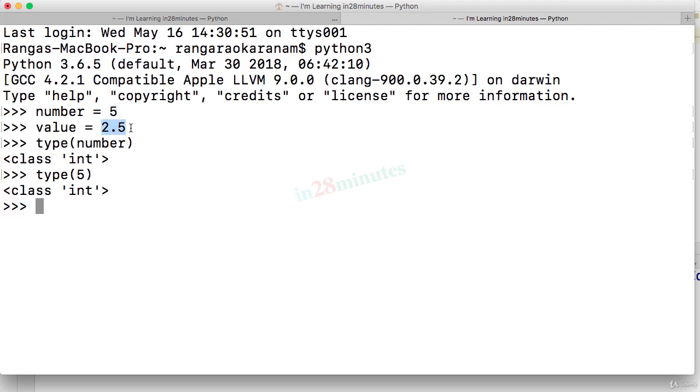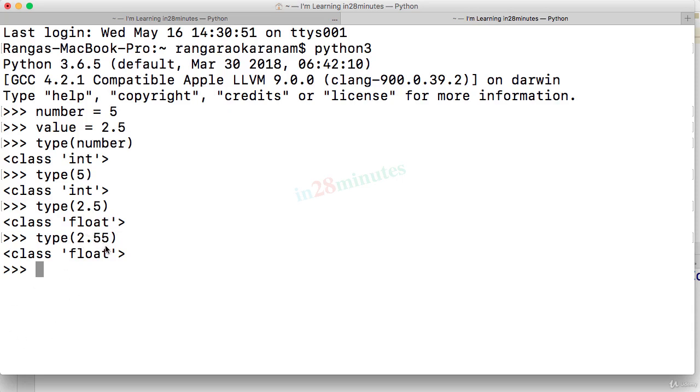Now, let's look at 2.5. 2.5 is a floating point value. So if I go ahead and type in type of 2.5, what would I see? You'd see it's of type float. So values of this kind are all floats. You have an integer value followed by a decimal value. You have a decimal point.